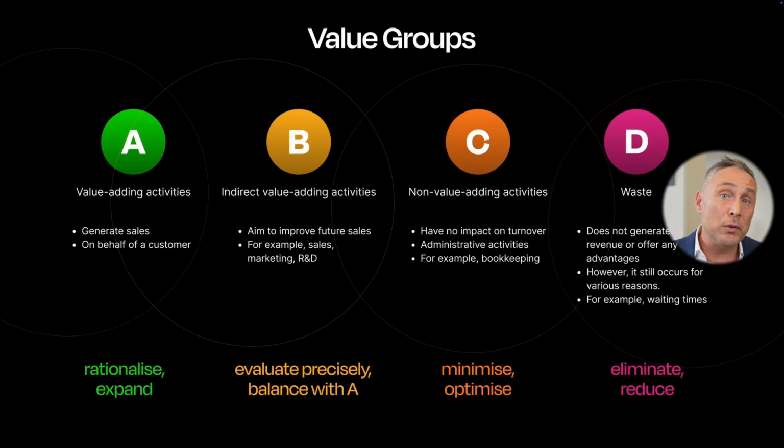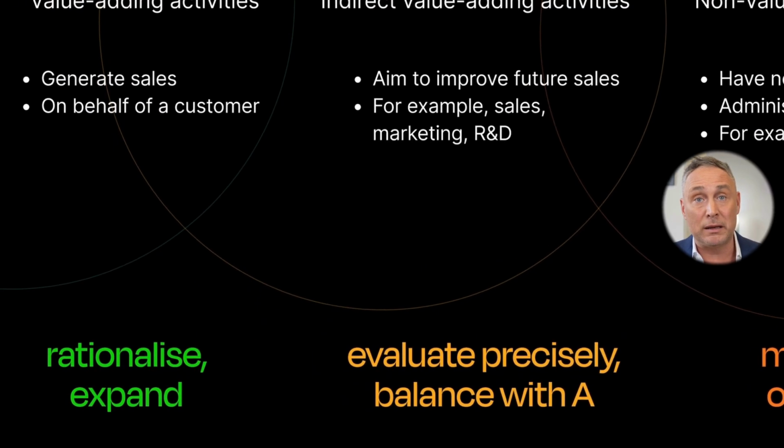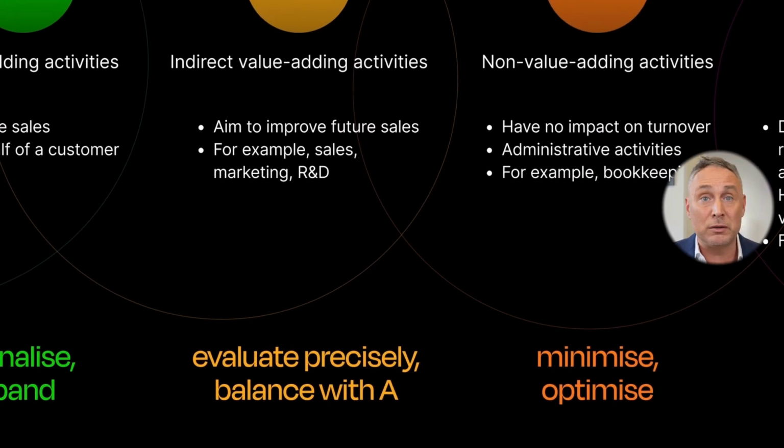Remember, projects in value group A pay for the whole party. Your job as managing director is to balance these things against each other. Below each value group, you also see the recommended strategy. For A, rationalize and expand. You want more here. For B, evaluate precisely and balance with A.